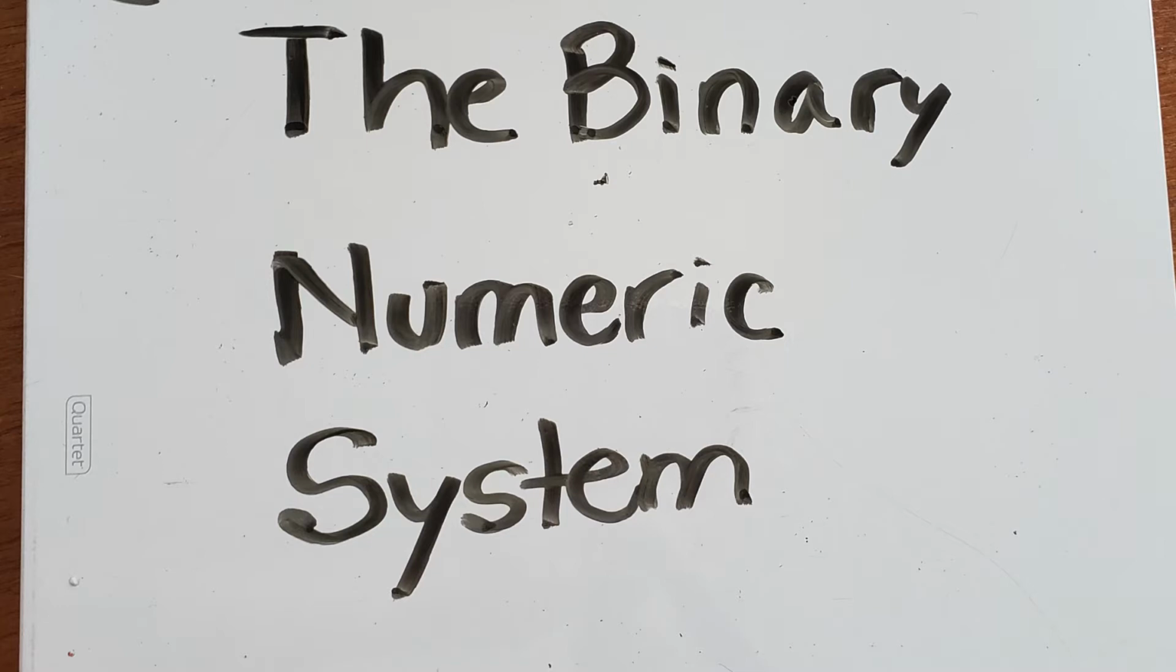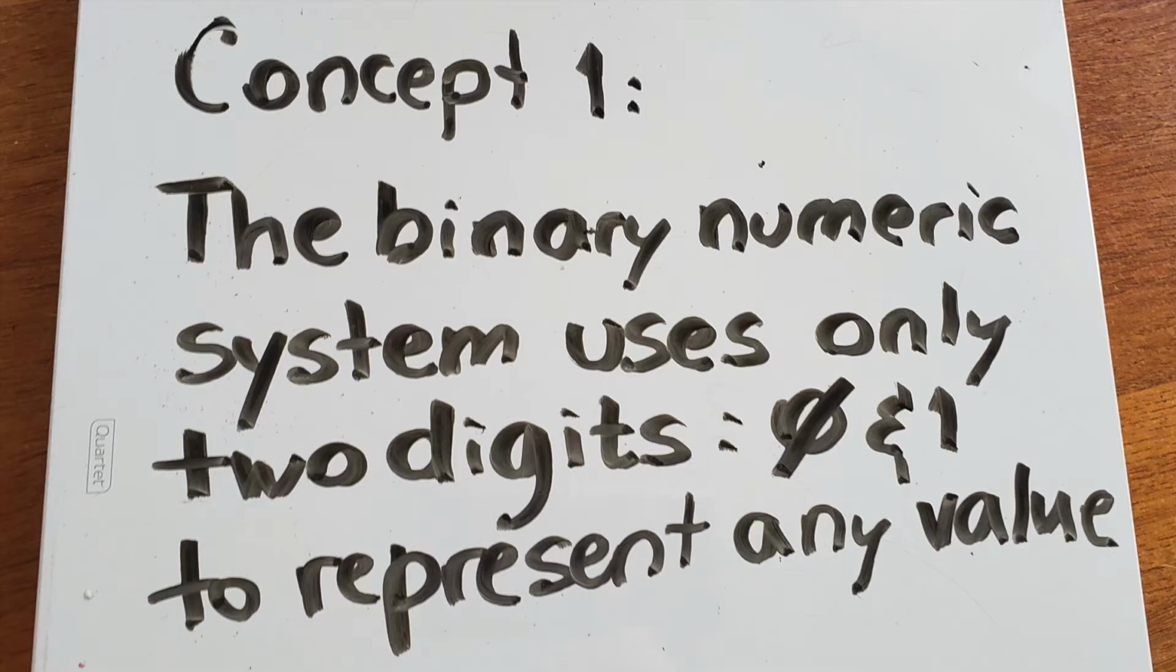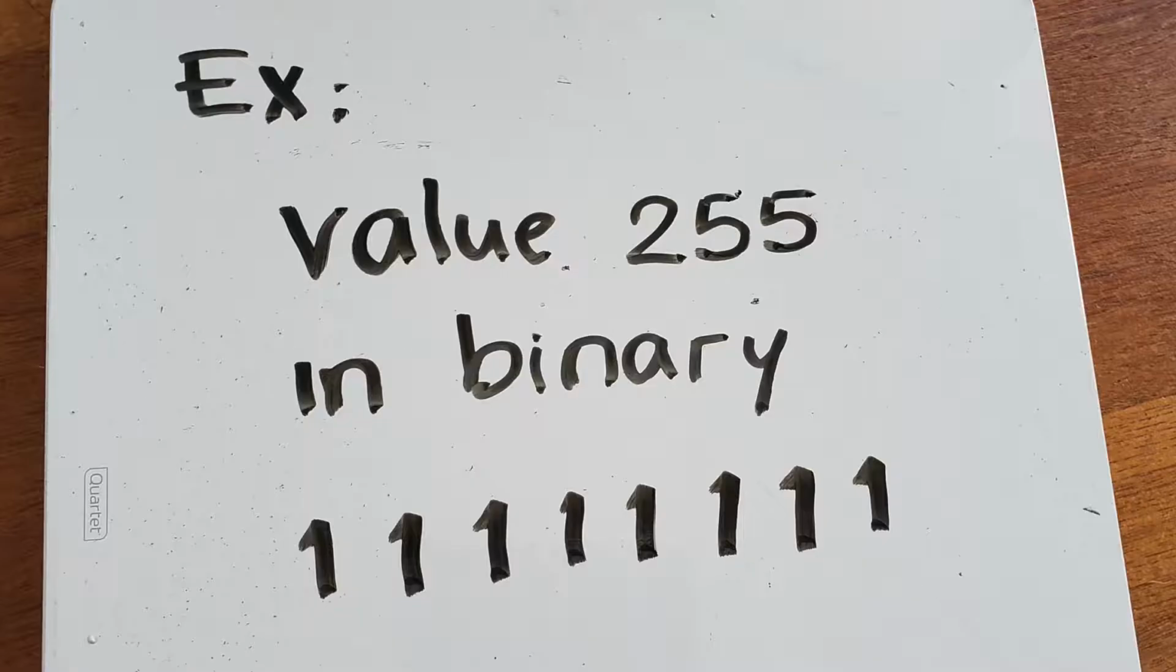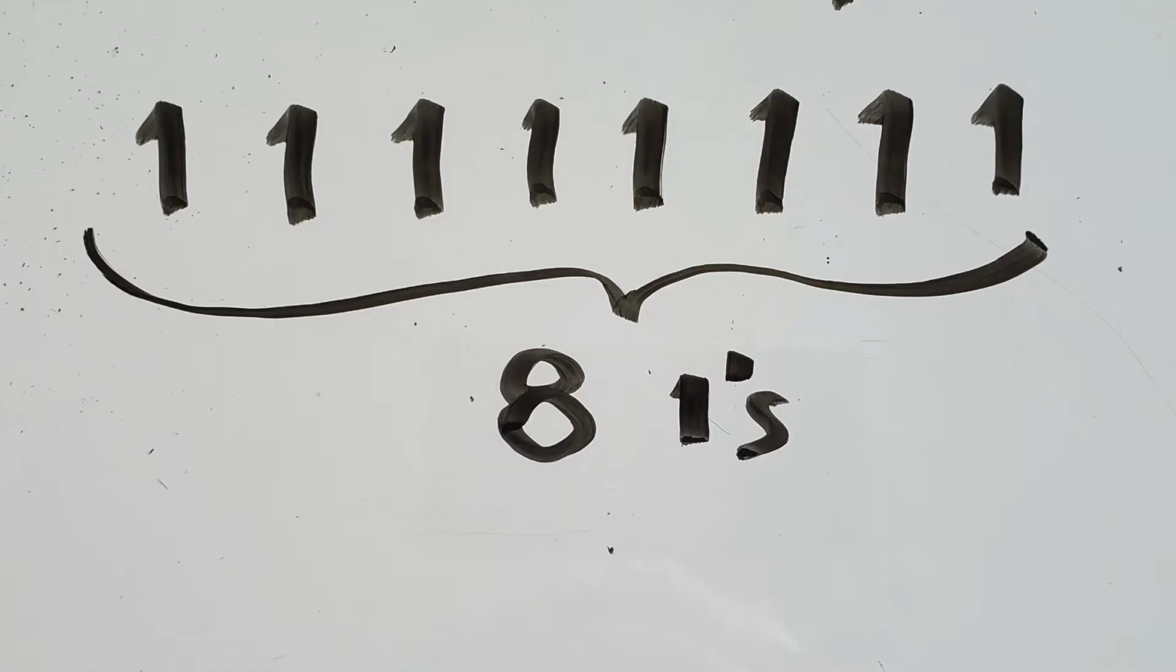The binary numeric system is very special because it uses only two digits, only the 0 and the 1, to represent any numeric value. It was adopted to have these two digits represent power off and power on. 0 is off, 1 is on. So the value 255 in binary is represented as a sequence of 8 switches turned on, or 8 ones. That is 255 in binary.